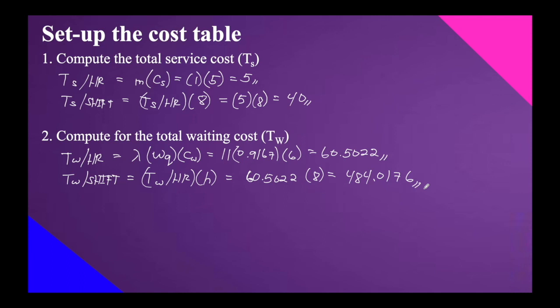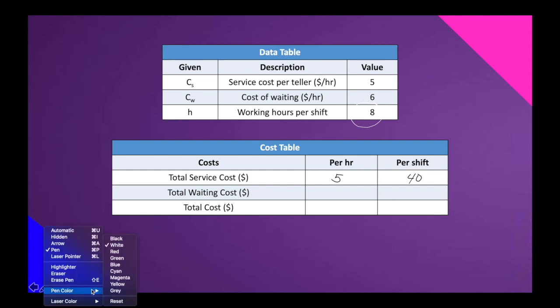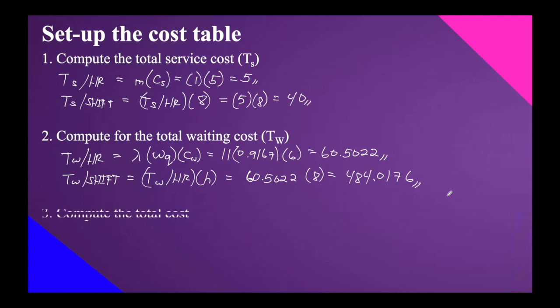So, ilipat natin itong data na to, guys, 60.5022 and 484.0176 sa ating cost table. So, let's have my pen colored black naman ulit. So, per hour natin, that is 60.5022, and per shift natin, that is 484.0176. So what we need to do now is the last part of the computation, which is the total cost computation. So, total na natin. I-add lang naman yan, no?